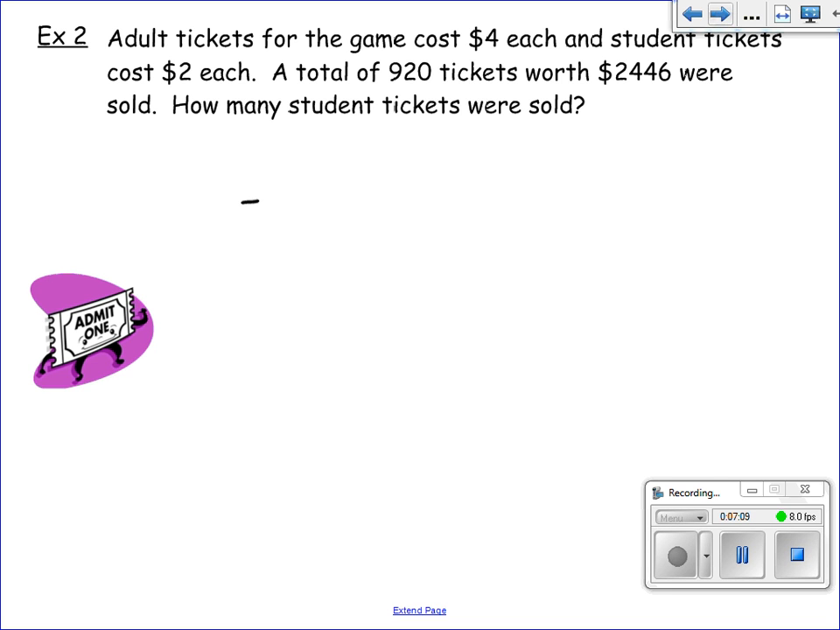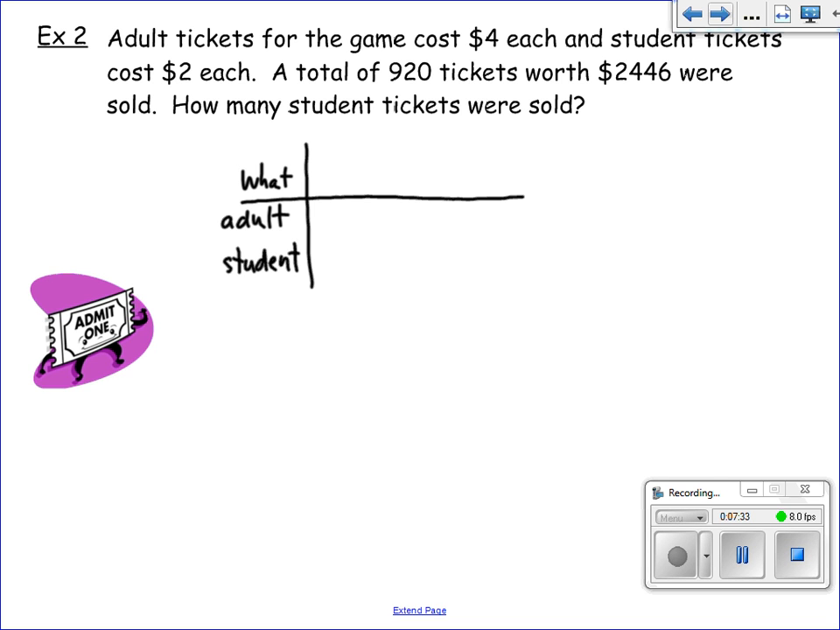Let's make a little chart. First column, we're going to make the what? What's the first column going to be, Liam? What is this problem about? Tickets. Okay. Adults and students. Adult tickets and student tickets. I'm going to just write adult rather than adult tickets and student, even though I know this is tickets.